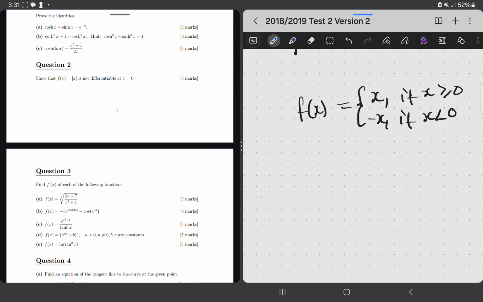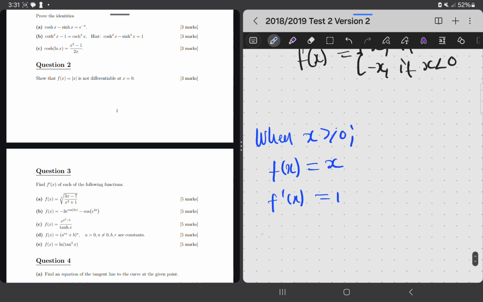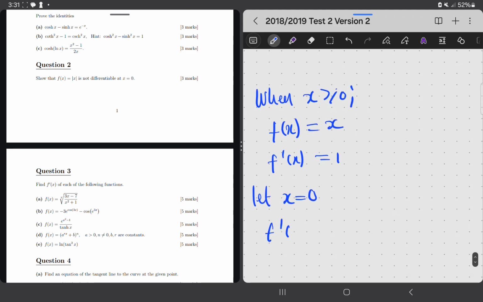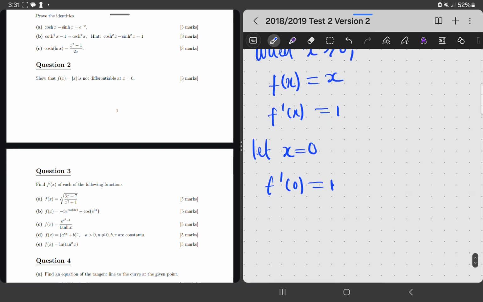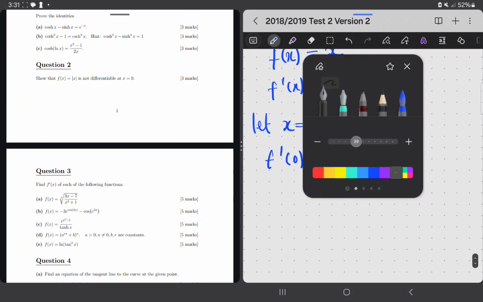When x is greater than or equal to 0, we take f of x is equal to x, which means f prime of x is equal to 1. Now let x be equal to 0, because we're checking differentiability at x equal to 0. You find f prime of 0, it is still 1, because there is no x to put the 0 in. Then we skip 2 lines.